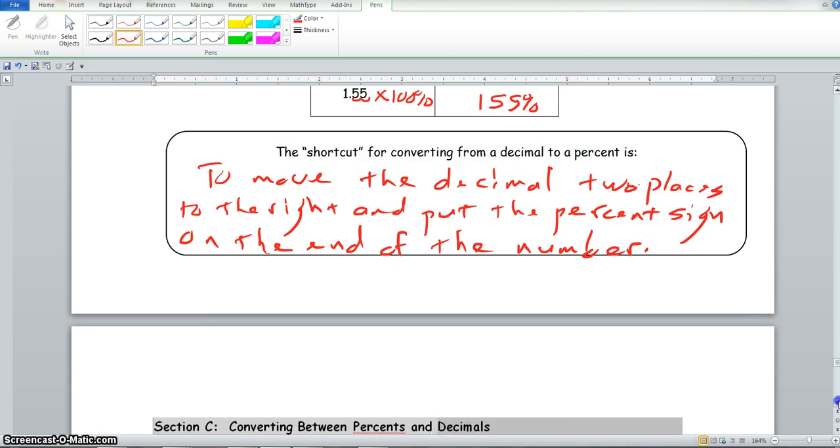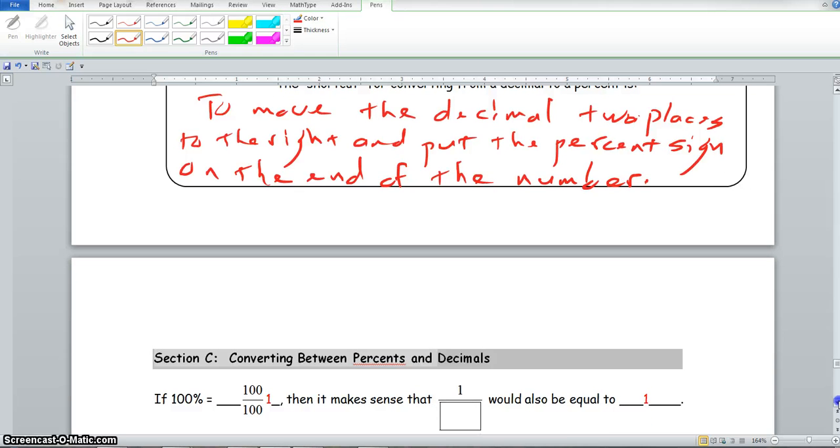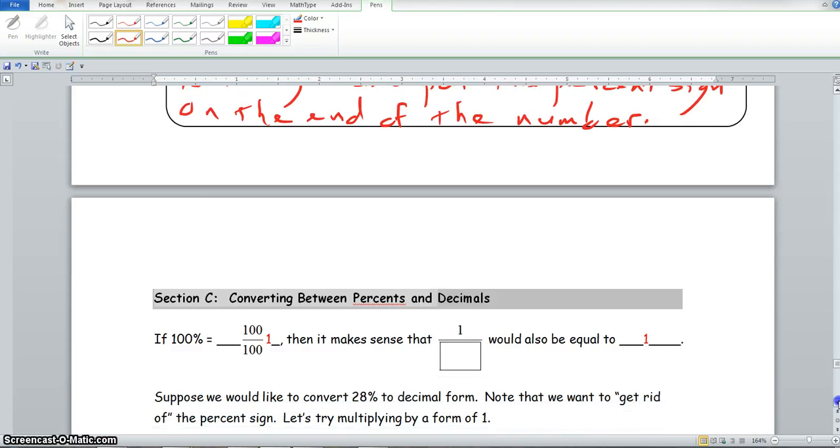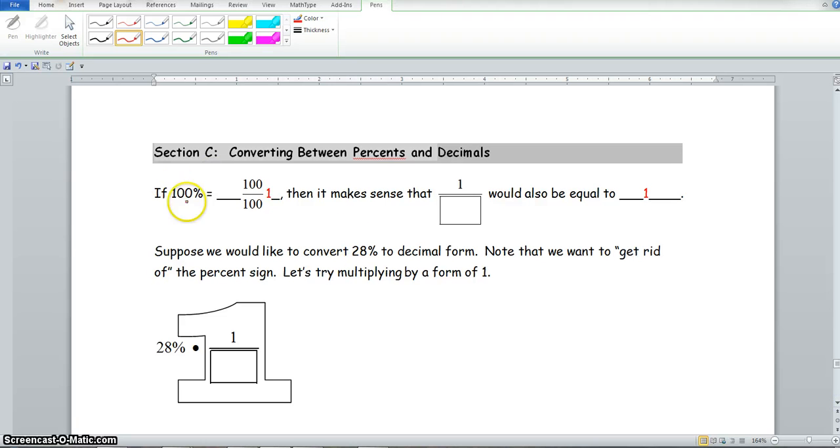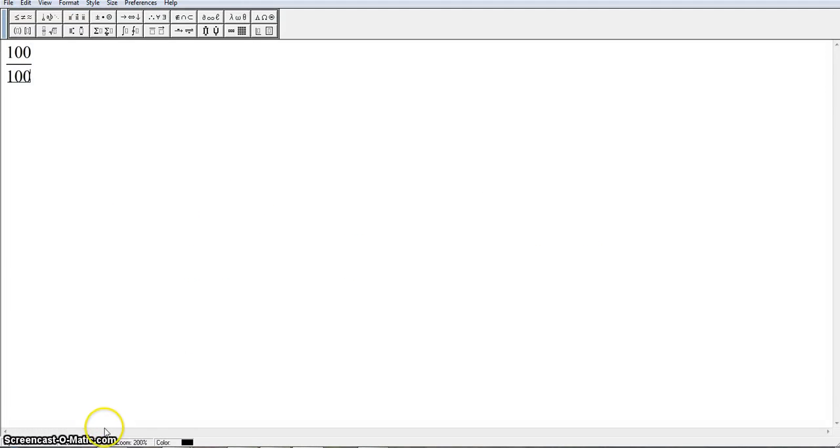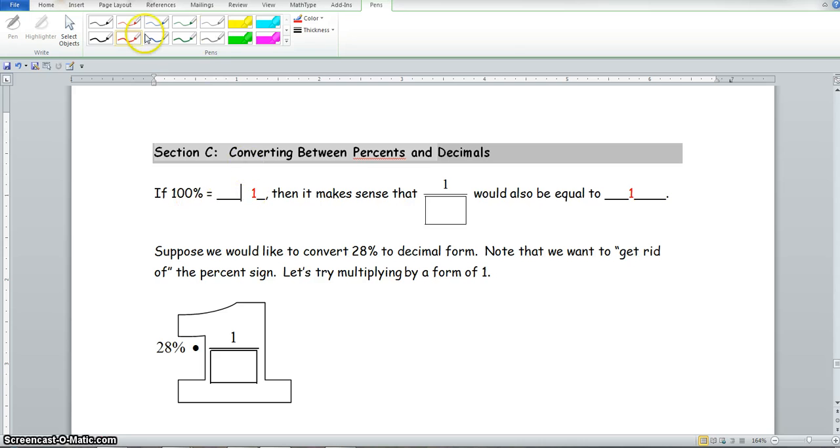Now we scroll down here. We have converting between percents and decimals. Now, it says if 100%, there's a little error here that I need to get off. Okay, I took care of that error. So if 100% is equal to 1, then it makes sense that 1 over 100% will also be equal to 1. Because if 100% is 1, this is the same as 1 over 1, which would be 1.